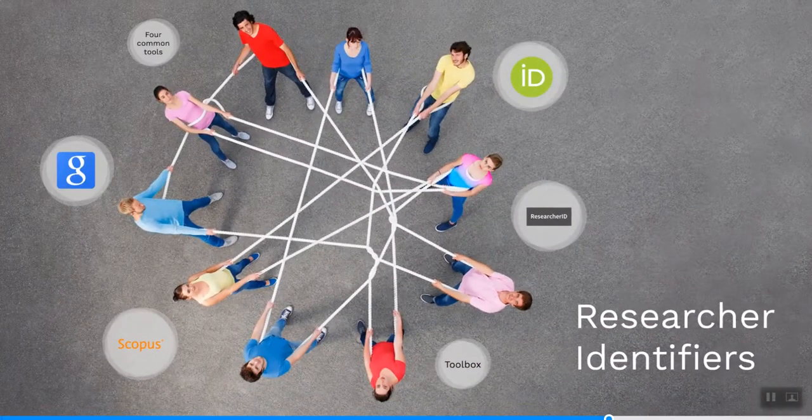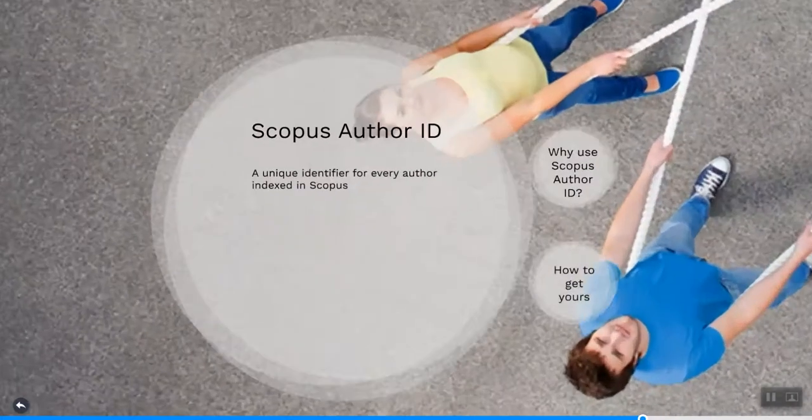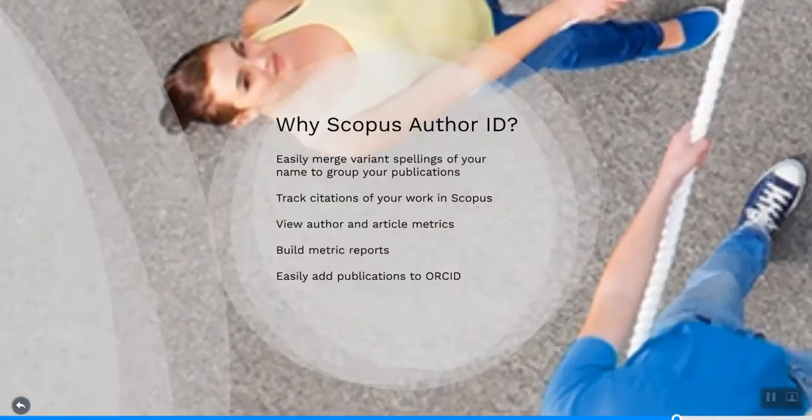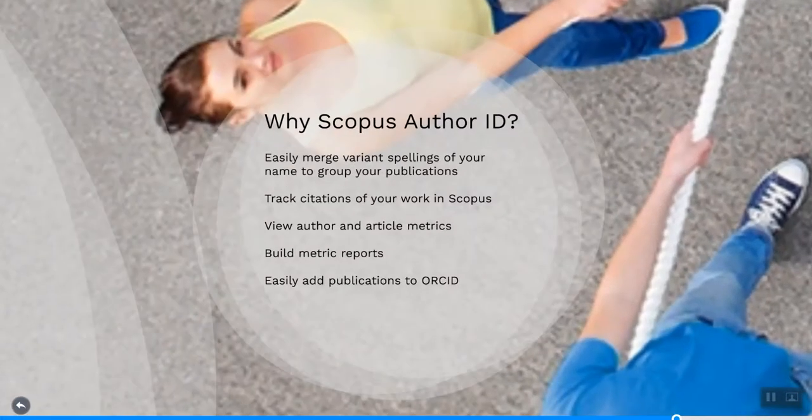The last tool we'll look at is Scopus Author ID. Like Researcher ID, this identifier exists within a specific database, this time Scopus. A Scopus Author ID is the unique identifier given to every author who has work indexed in Scopus. Author ID allows you to easily merge different spellings of your name to find all your indexed publications.